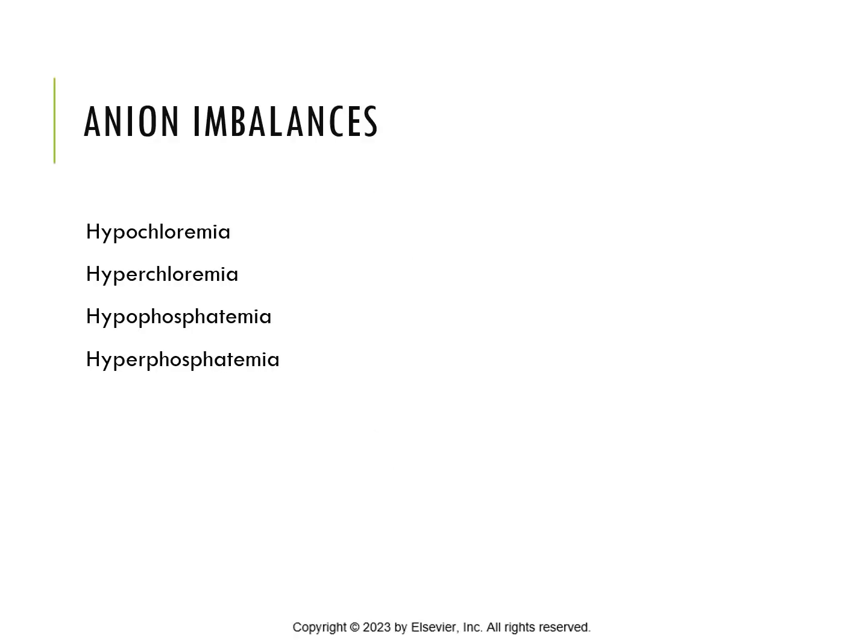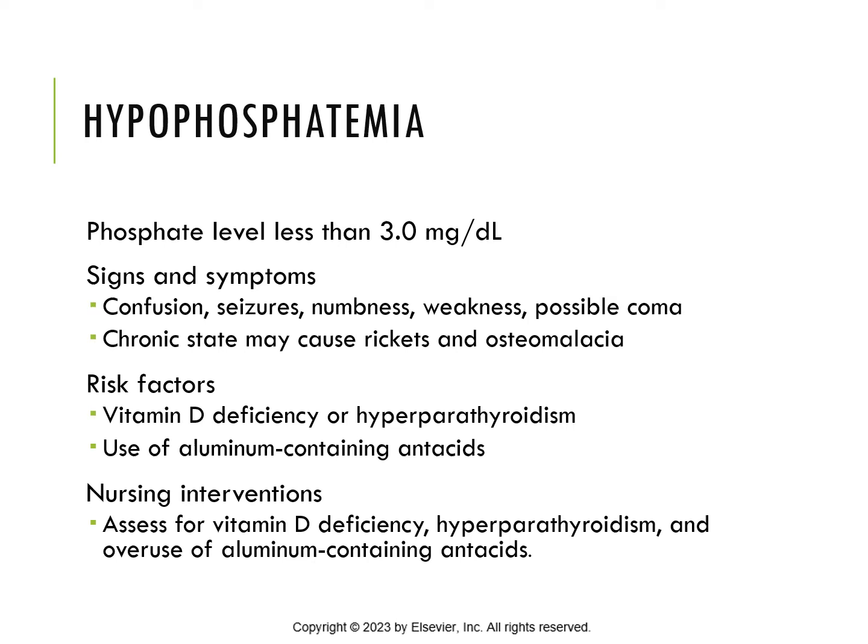Because of electroneutrality, imbalances of chloride, phosphate, and bicarbonate will accompany cation imbalances. Hypochloremia is a chloride level less than 95 milliequivalents per liter. This is associated with hyponatremia. Hyperchloremia is a chloride level greater than 103 milliequivalents per liter. This would coincide with hypernatremia in a form of metabolic acidosis.